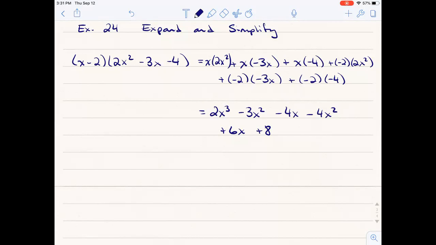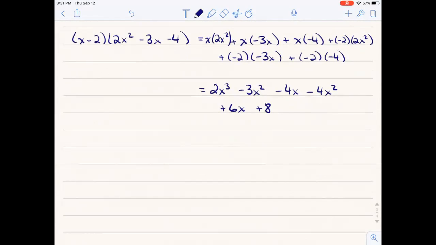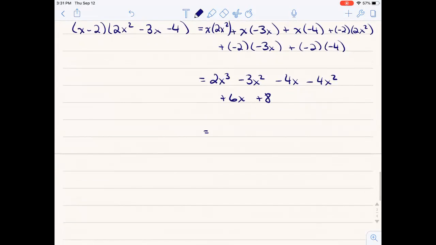Okay. So now it's time to collect like terms, right? Whatever like terms we can find. So first I'm going to scan the crowd for an x to the power of 3. There's only the 1, so that's fine. I'll put 2x to the power of 3 down. And then now I'll move on to my x squared. So I've got negative 3x squared and then minus 4x squared.